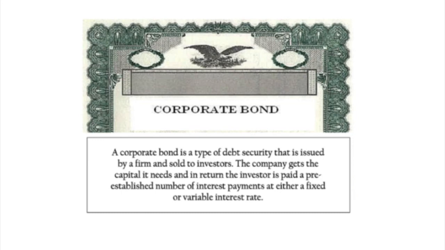Now, back to corporate bonds. With corporate bonds, the company gets the capital it needs, and in return, the investor is paid a pre-established number of interest payments. Now, bonds are considered to be a long-term source of finance. How long? It completely depends on the contractual agreement of the bond. There have been bonds in the past that have been very, very long term. For example, I think Walt Disney once issued a bond of 100 years, but often they're not as long as that, though they would still be considered long term.